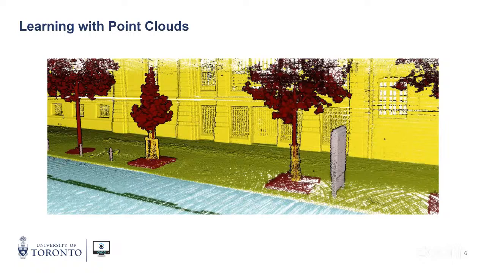Here's an example of what we might want to do when we're learning on these point clouds. You can imagine for self-driving, there's several different pipelines we might want to have and objectives we might want to have. Here's one example, semantic segmentation of our scene. So we color our trees red and our buildings yellow, for example.